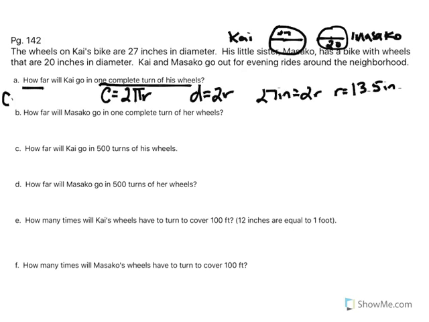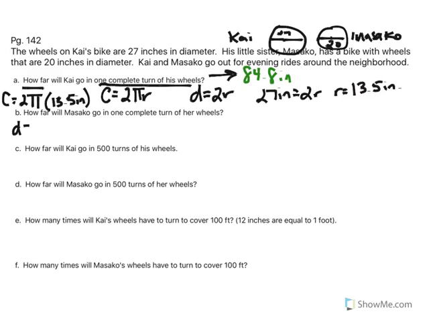So now we can use that radius in the circumference equation. And we get circumference equals 2 pi times 13.5 inches. So the distance that Kai's tire will go after one complete turn of his wheel is 84.8 inches. Here, let me make this a different color so we can use it again. 84.8 inches.